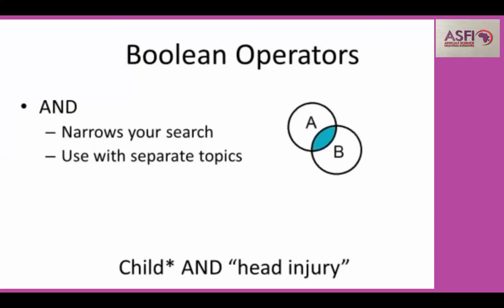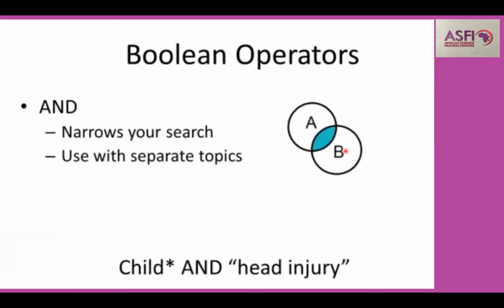And this is achieved through what we call Boolean operators. The first one I want to talk about is AND. When you use AND, it helps you to narrow your searches. So let's say A comprises mobile phone terminologies. B comprises brain cancer terminologies. So when you use AND, you are restricting the search to only those papers that include terms of mobile phone and terms of brain cancer.